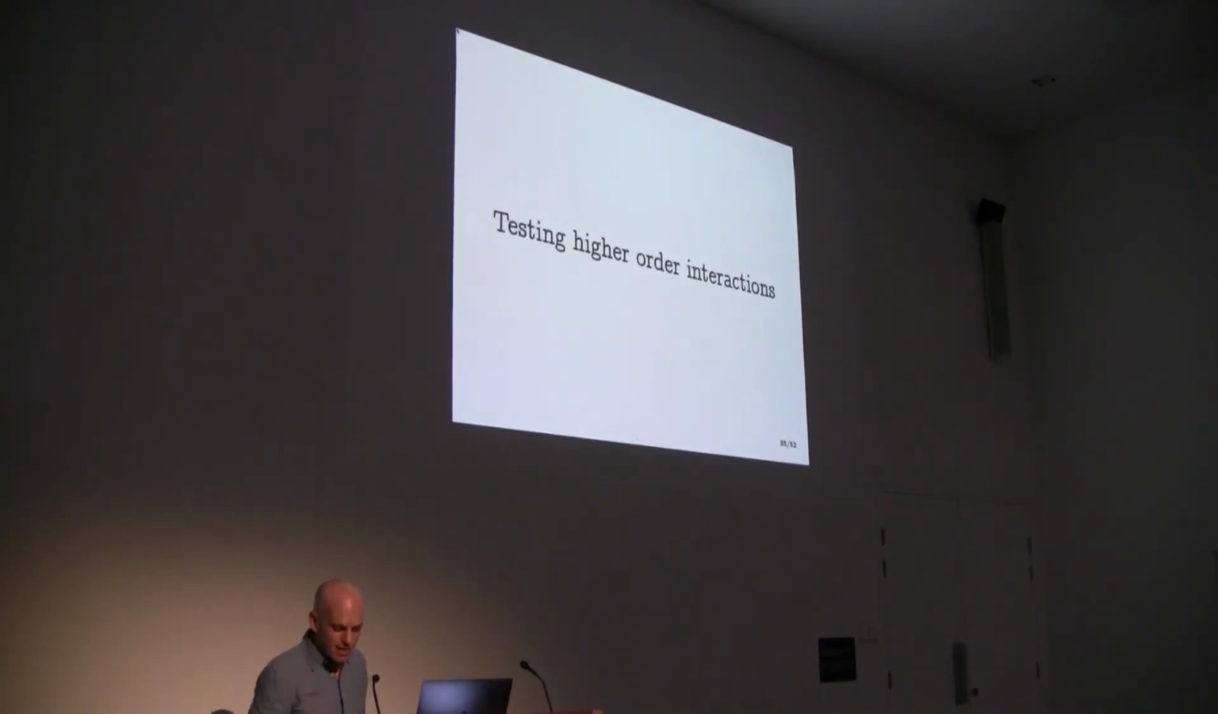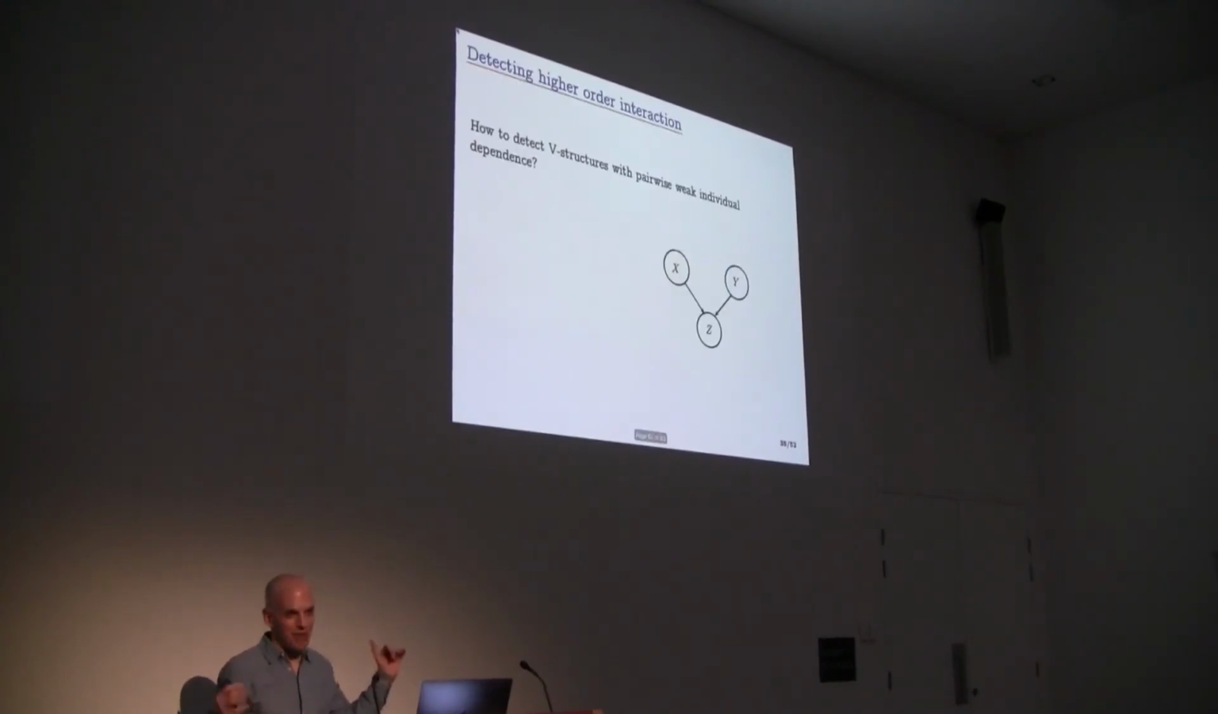I think I can just give a quick 5-minute taste of higher order interactions. Because this is UAI, I think graphical models are very interesting. I might want to test whether this kind of structure occurs in my data. So now I've got 3 variables rather than 2. I've got independent parents, x and y, but they are dependent conditioned on z.